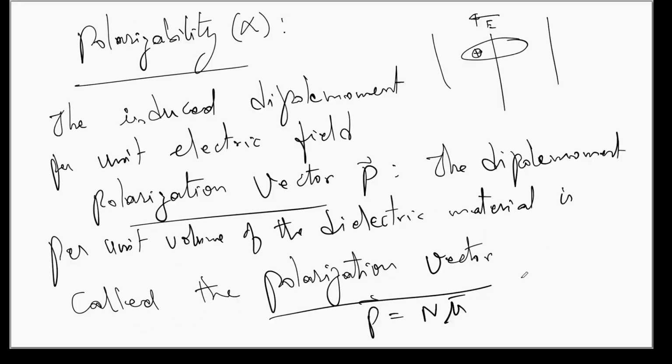We have also seen polarizability. The induced dipole moment per unit electric field is called polarizability. We have seen the polarization vector P. The polarization vector is defined as the dipole moment per unit volume of the dielectric material. It is represented with a capital P, which is equal to N mu bar.